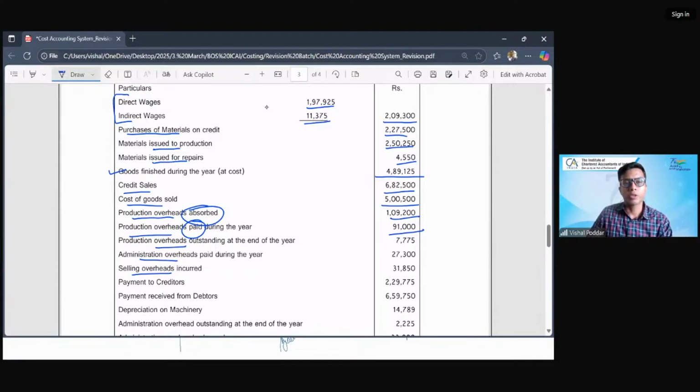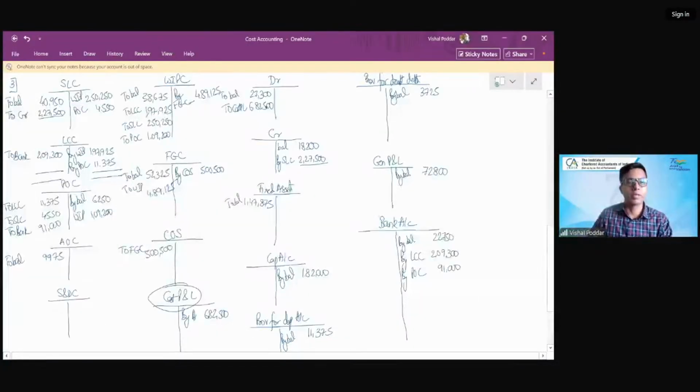Now, production overheads outstanding. Students, this is again important. Whatever is outstanding should appear as a balance. Since this is an outstanding expense, it is a credit balance. But since we are closing the books, it will appear on the debit side as to balance carried down, 775. So in POC, I will have to balance carried down, 775. This is the effect for your outstanding.